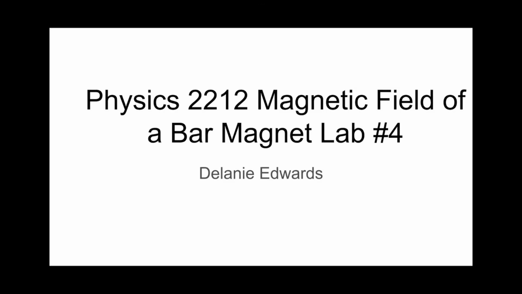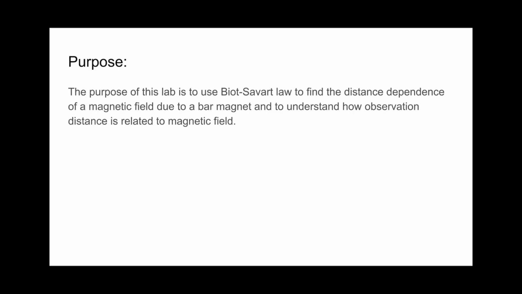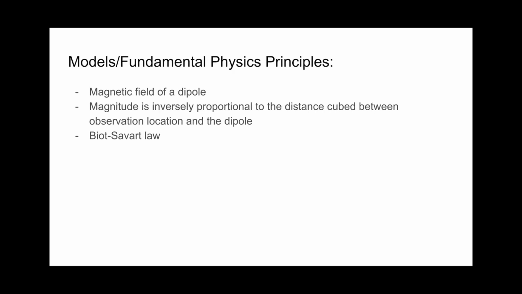Welcome to Physics 2, Bar Magnet Lab number 4. Introduction. The purpose of this lab is to use Biot-Savart's law to find the distance dependence of a magnetic field due to a bar magnet and to understand how observation distance is related to magnetic field.